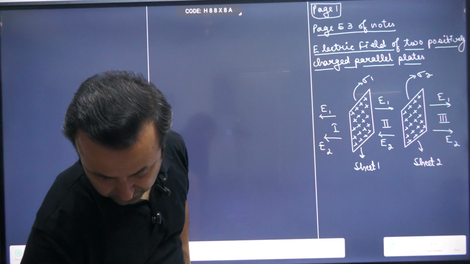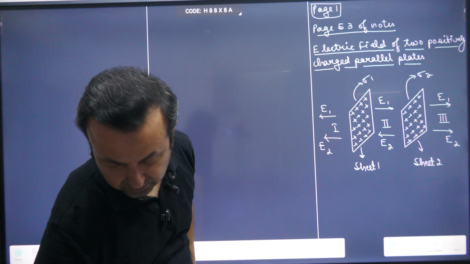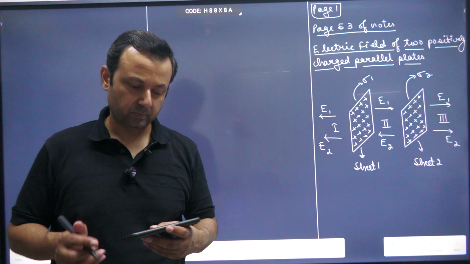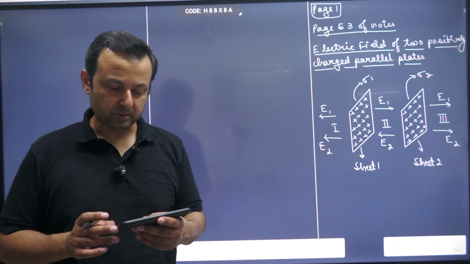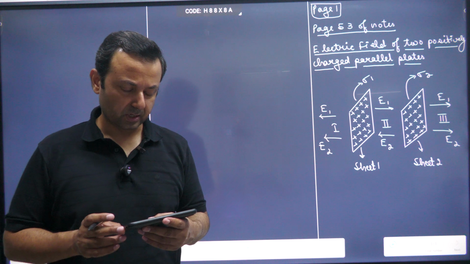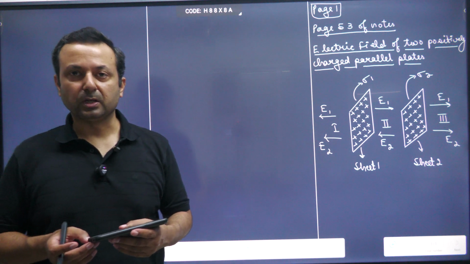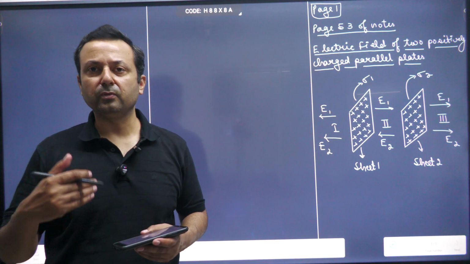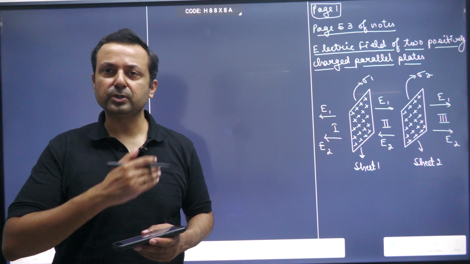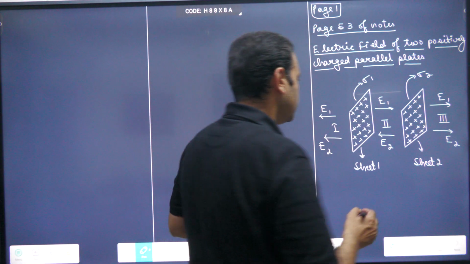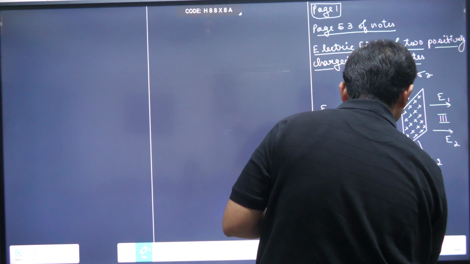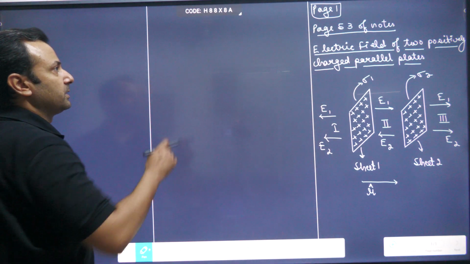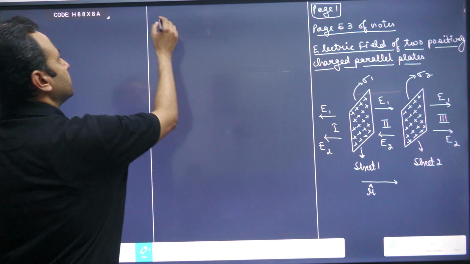All right. Now, on to page number 53. I am on page number 53. Behind this figure, what is written? As shown in the figure, consider two thin plane parallel sheets of charge having uniform charge densities sigma 1 and sigma 2. Suppose r cap is a unit vector pointing from left to right. So we have considered r cap as a unit vector pointing from left to right. Now, region first. Let's talk about region first. This one, region first.